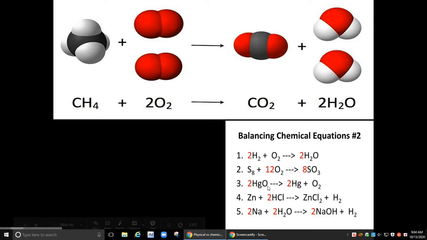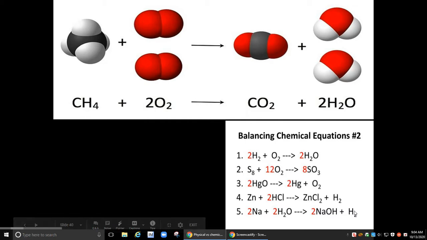mercuric oxide breaking down into mercury and oxygen, zinc and hydrochloric acid forming zinc chloride and hydrogen gas. And then you've got sodium and water reacting to form sodium hydroxide and hydrogen gas as well.